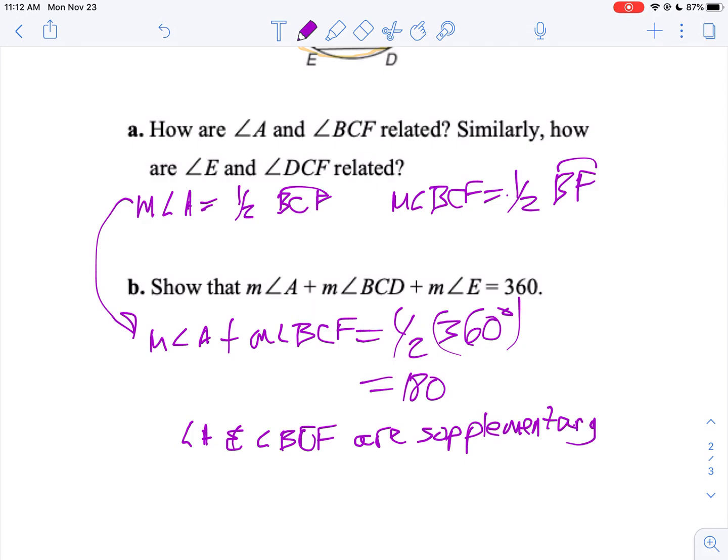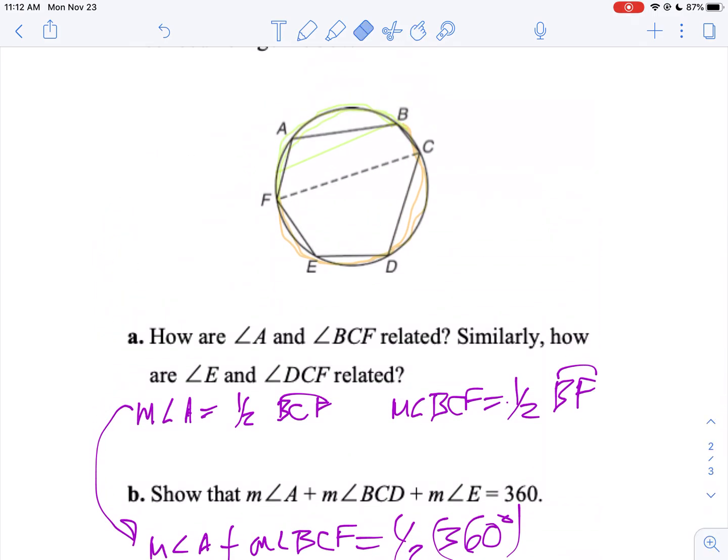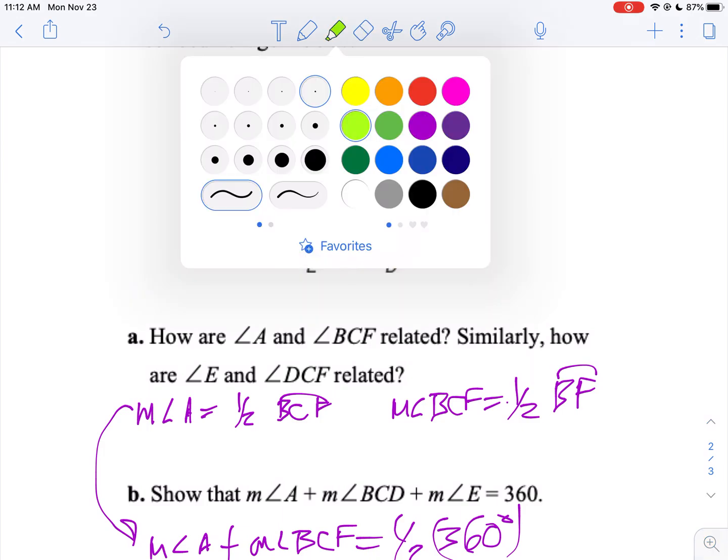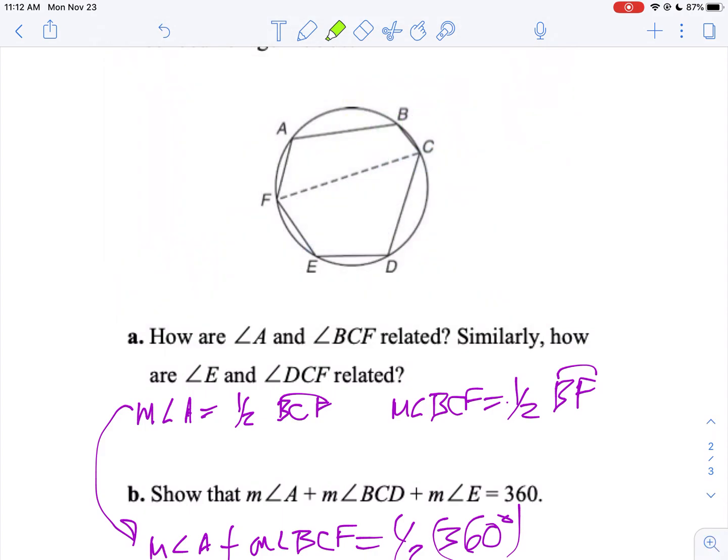Now, let's take a look at angle E and angle DCF. I'm going to do the same thing. I'll make it a little bit thicker than we had it before, it was kind of hard to see. So I look at angle E. Angle E goes through arc FAD. So angle E is half of arc FAD.